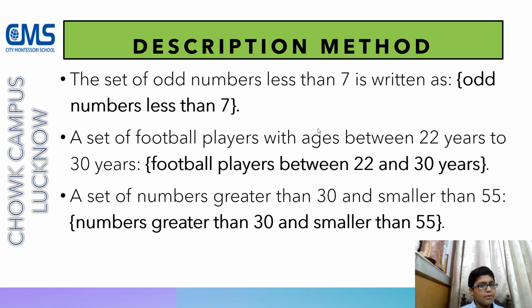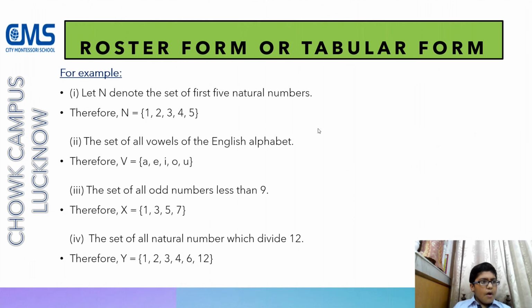Roster form or tabular form. In this, elements of the set are listed within a pair of brackets and are separated by commas. Let N denote the set of first 5 natural numbers. Therefore, N equals {1, 2, 3, 4, 5}. The set of all vowels of the English alphabet. Therefore, V equals {a, e, i, o, u}.